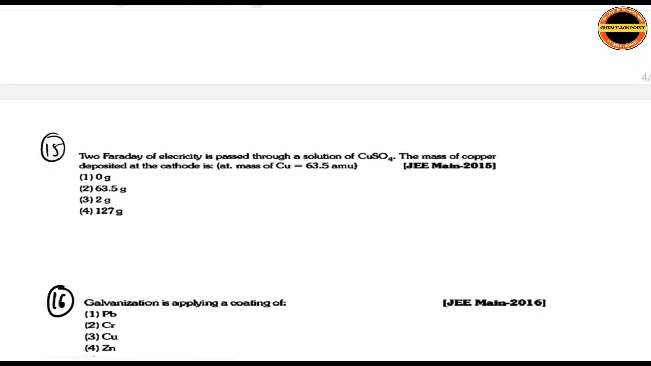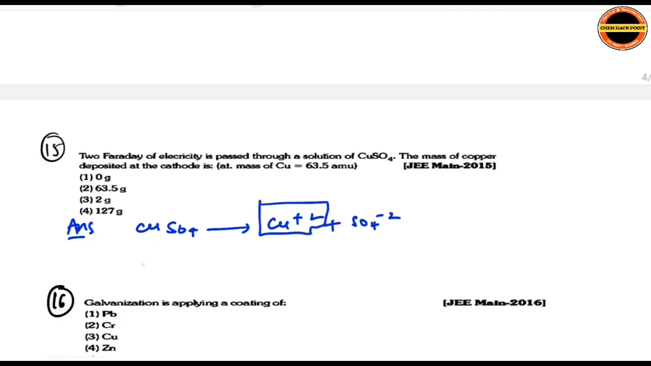See the next question. 2 farad of electricity is passed through a solution of CuSO4. The mass of copper deposited at the cathode is? See the question, everyone. It is simple here. With 2 Faraday, in the solution CuSO4 gives Cu plus 2 and SO4 minus 2. We know it moves towards the cathode. So at the cathode, Cu plus 2 gains 2 electrons and forms solid Cu.